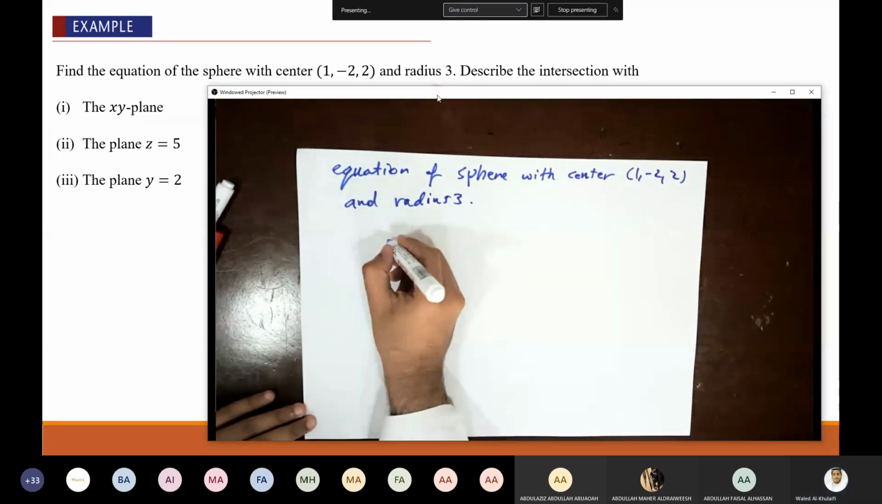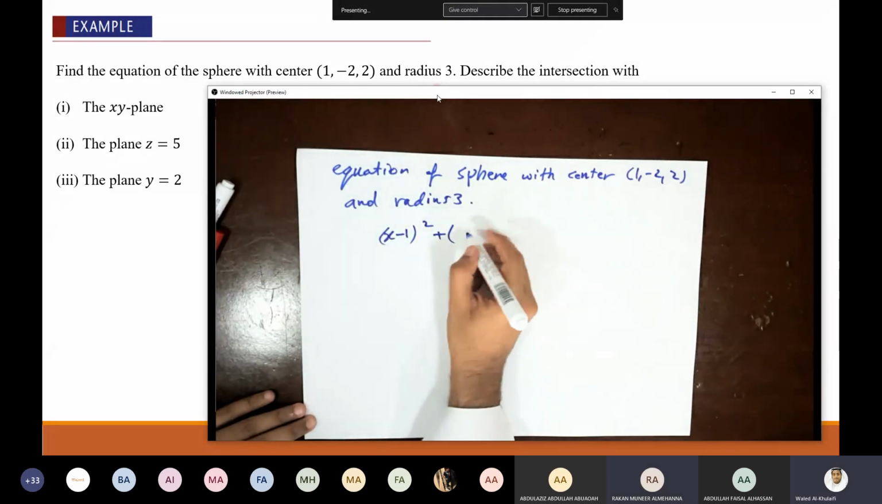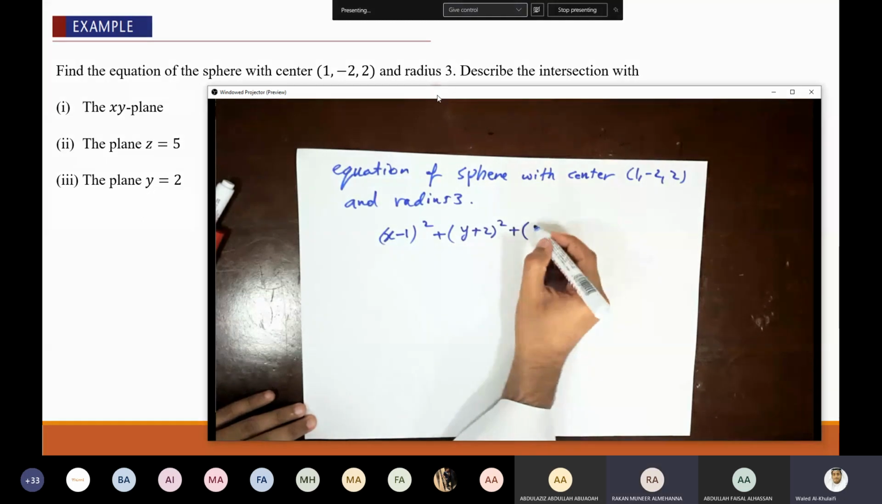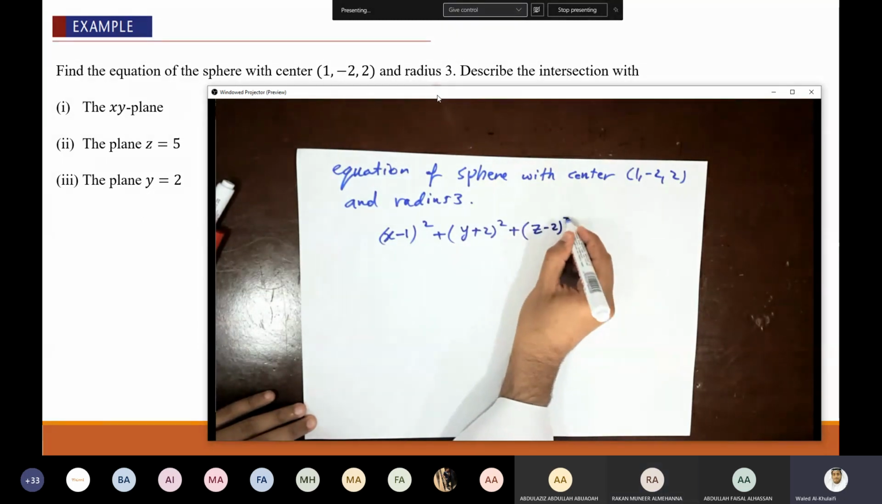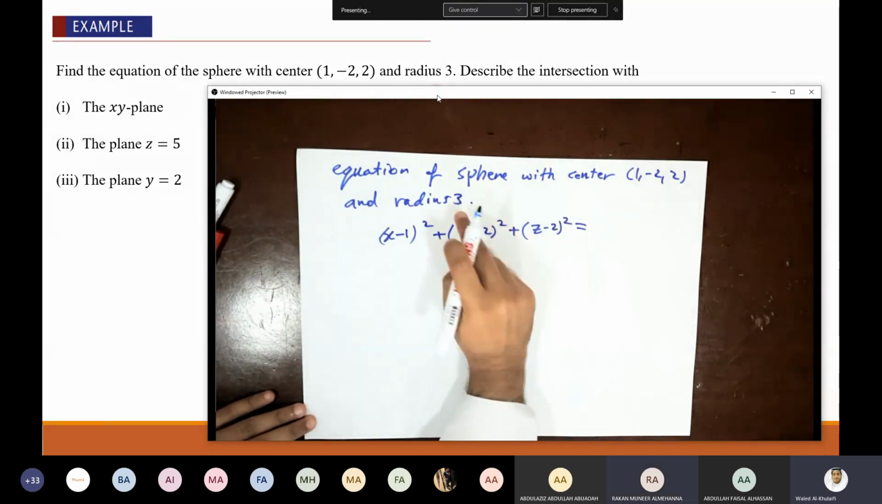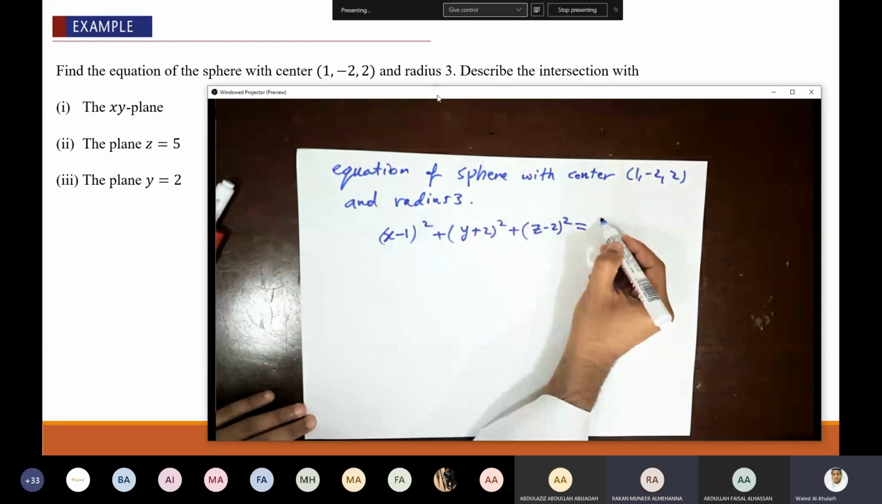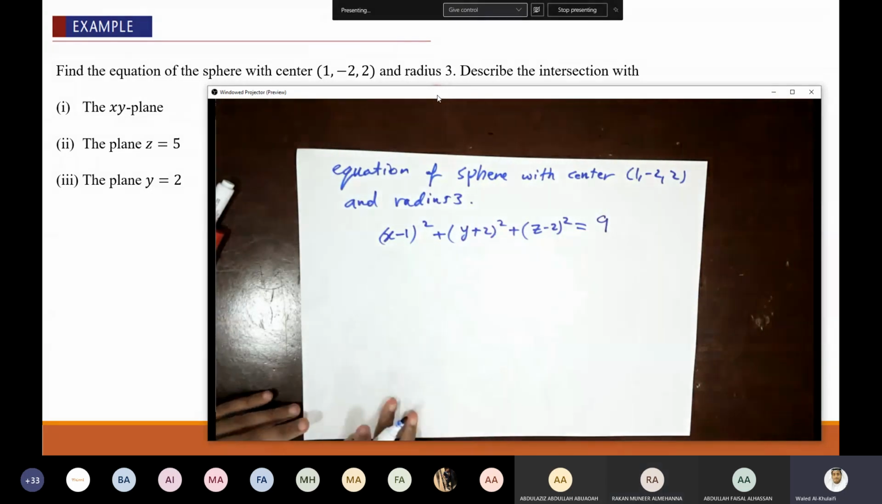X minus 1 squared plus y plus 2 squared plus z minus 2 squared equals. It's 3, so it means 9. Good. So we have this equation of the sphere. Very good. Now let's go to the next part.